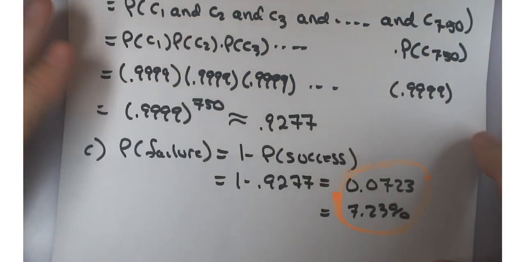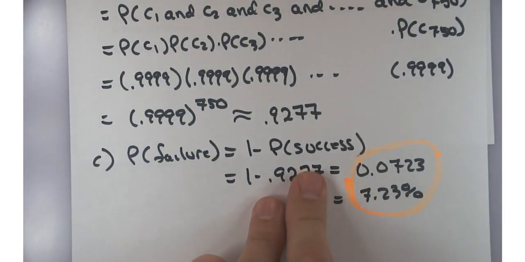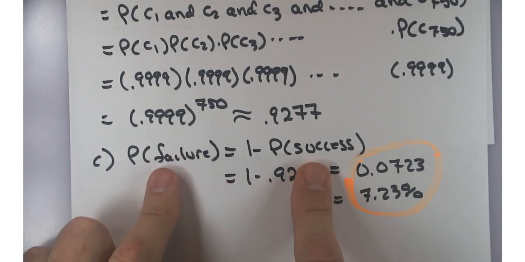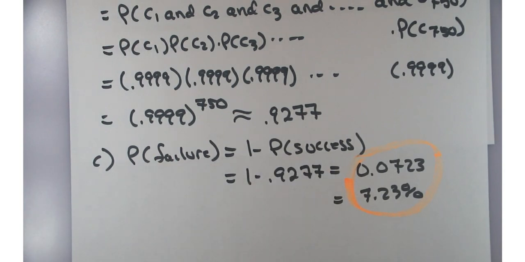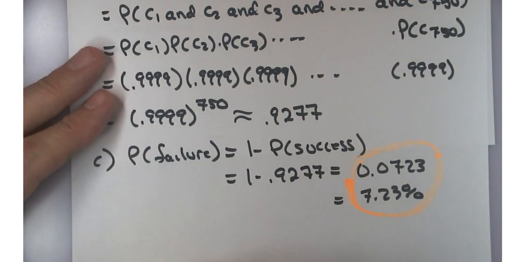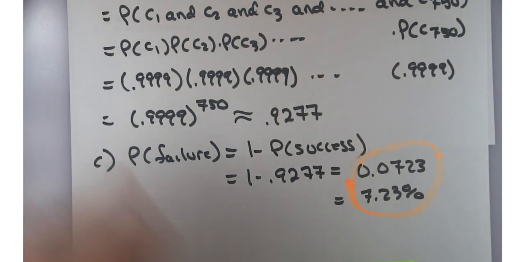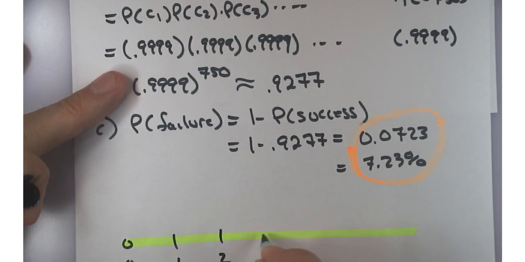Comments. Are you okay with what we did here? We used our complementation rule. There's a lot of ways that you could have a failure. Failure means that at least one of those parts doesn't work. So if you had a little number line here, like we did earlier, then you could put 0, 1, 2, 3, all the way up to 750.